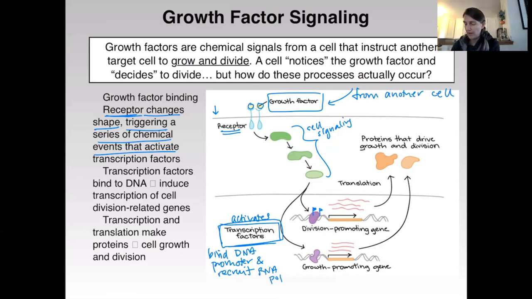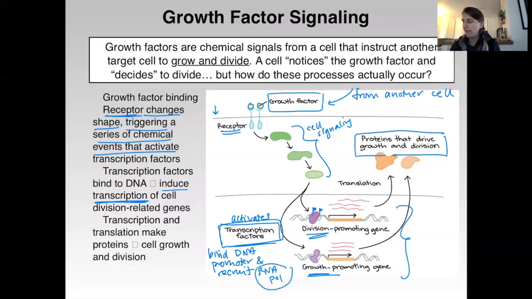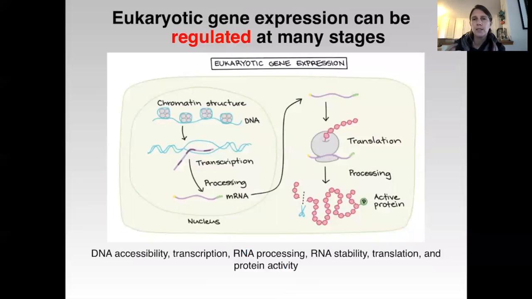So those transcription factors are going to bind the DNA, and they are going to recruit RNA polymerase, which will induce transcription, right? So we're going to see transcription happening. And when I mean transcription, I mean making that RNA, all right? Those RNAs are specifically for growth or cell division, right? Those RNAs will go out into the cytoplasm, be translated by the ribosomes, and then we will create proteins that drive growth and cell division. So an example might be cyclin, right? Something like that.